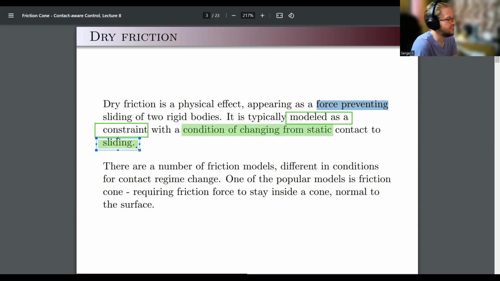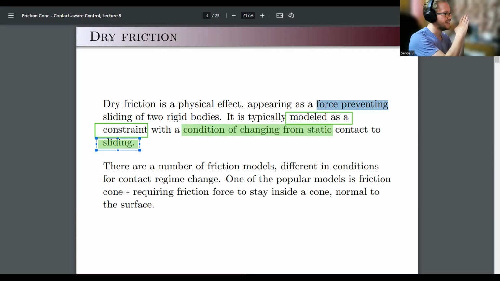There is, of course, a separate condition on breaking the contact at all, like moving the foot up. There should be a condition on that too. That is a separate thing. We will discuss it next lecture. But there has to be a condition of changing the contact from static to sliding, because as you can imagine, friction force is not a glue. It's not going to prevent us from sliding.